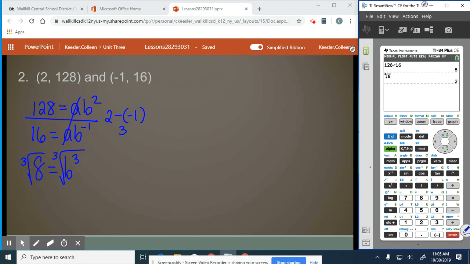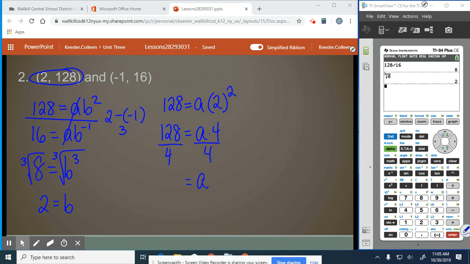And that makes sense because 2 times 2 is 4, times 2 again is 8. So b equals 2. Now we plug that back in. So I can do 128 equals a times 2 squared if I'm leaving this coordinate in. So that's 128 equals a times 4. Divide by 4, and we have our a value. 4 goes into 12 3 times, and 8 twice, so it's 32. And then we can rewrite our equation. Y equals 32 times 2 to the x.